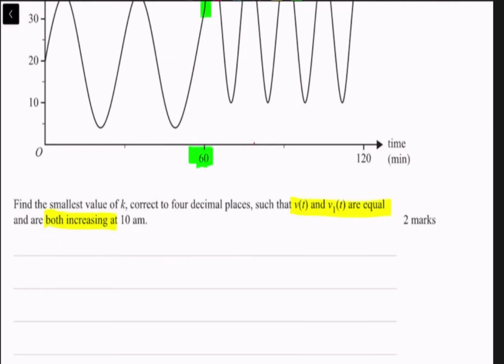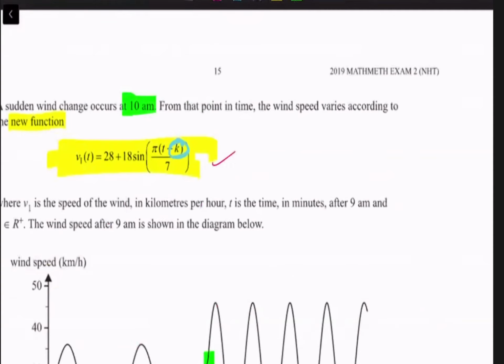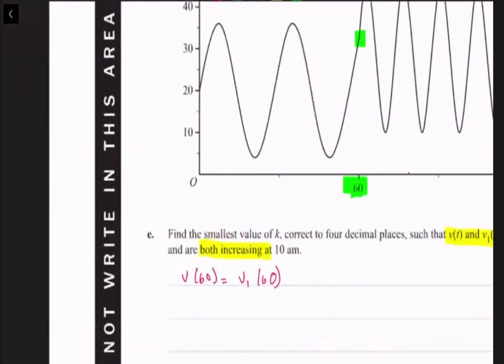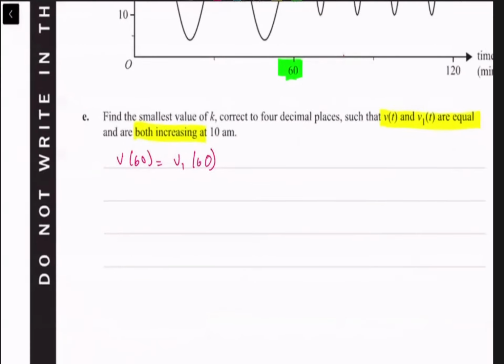So it's going to be equal at 60. So you would let v of 60 equal v1 of 60. Because you're subbing in 60, you get this as a function of k. So v1 of 60 is like 28 sine(pi on 7 times 60 minus k). So this is now a function of k. And the other one, we don't really have a k value, so it's just a constant, which makes it easier to solve for. So solve this in your CAS.